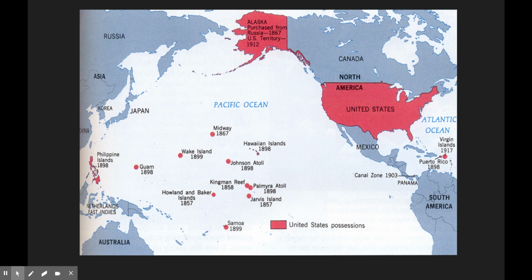So here you see the United States in pink right over here. And that's our continental, what is today 48 states. We purchase Alaska actually from Russia in 1867. You can see this is Russia right here, so it really is very close. And look at how large Alaska is. It is a huge piece of land.